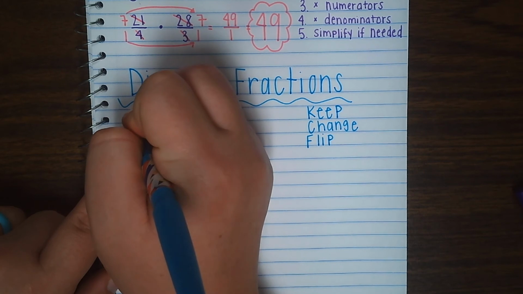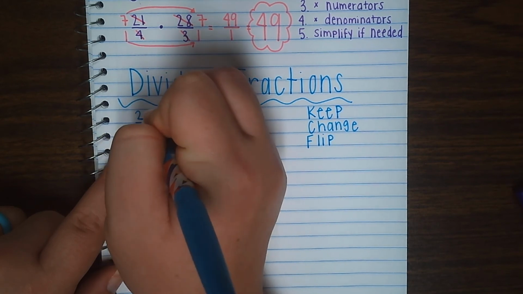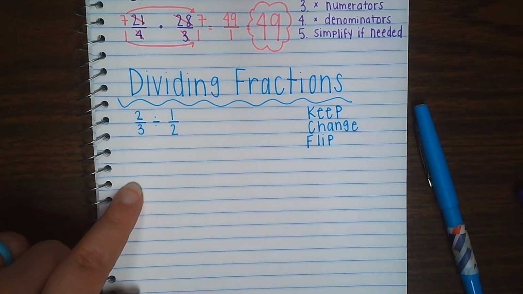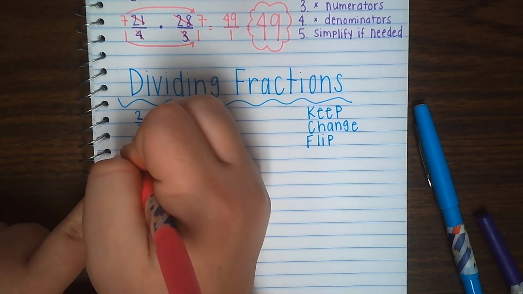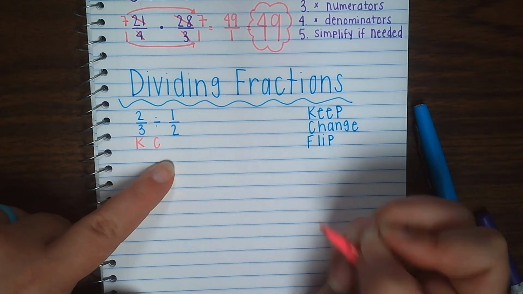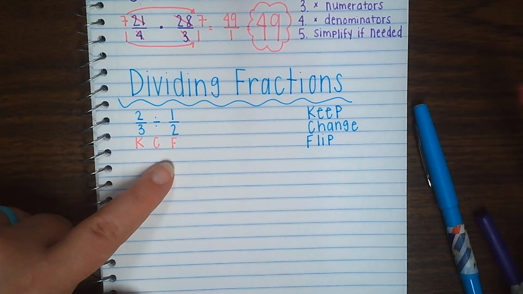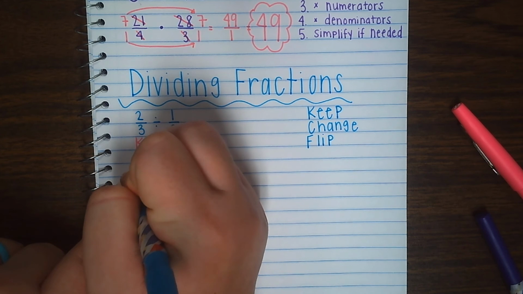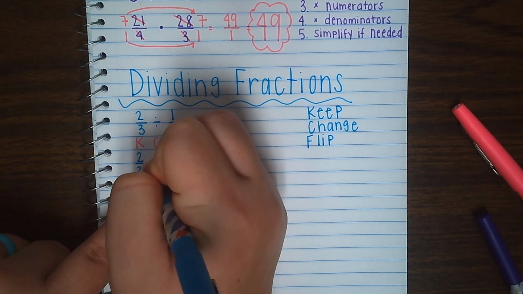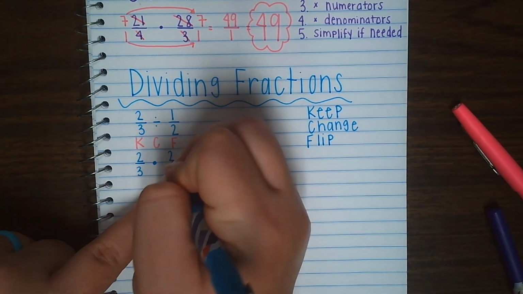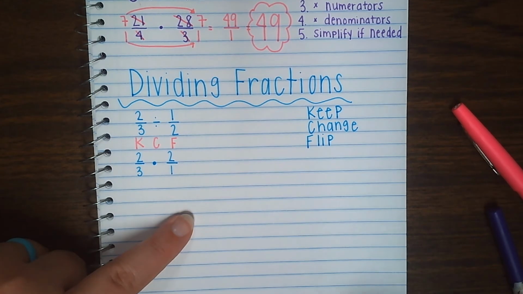let's just say we've got 2/3 divided by 1/2. I want to keep my first fraction, change to multiplication, flip to my reciprocal. So keep 2/3, change to multiplication, flip to my reciprocal. So 2/1.